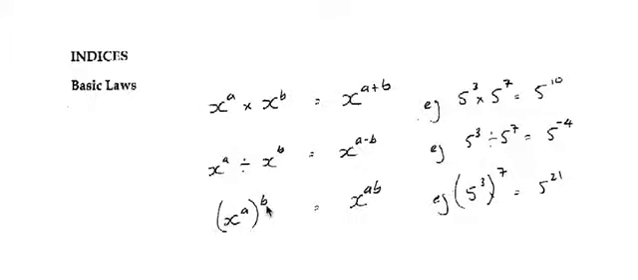And when you've got a power to a power, you times the two. So 5 cubed to the power of 7 would be 5 to the 21. Now that's all basic power laws that we expect you to know before you start. Now we're going to extend this to say what happens if the power is negative or a fraction.